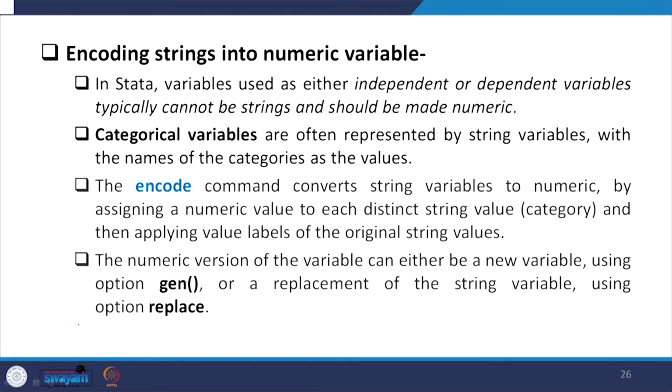Okay. Typically, those are not actually just string variables; the string operation is not going to make them strings, but they can be made numeric. These are generally categorical variables and are often represented by string variables, which we already clarified in the last lecture, with the names of the categories as the values. The categories are entered as values, but not the numeric ones.